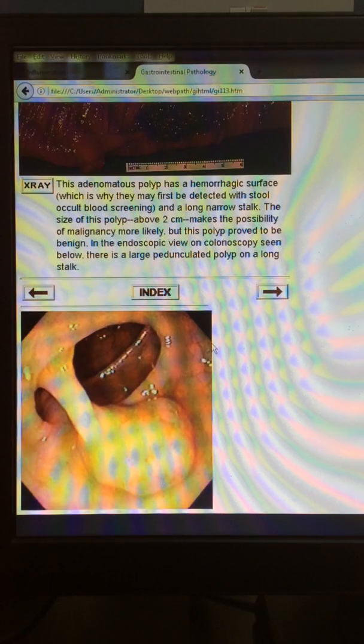Here is an endoscopic view of a polyp. It is pedunculated because there is a neck or stalk or pedicle connecting the body of the polyp with the GI wall.